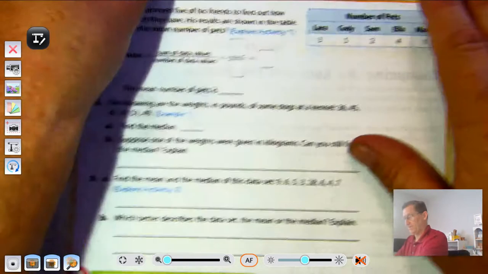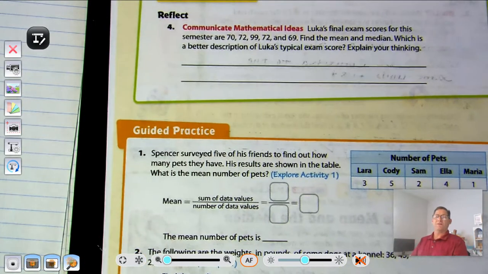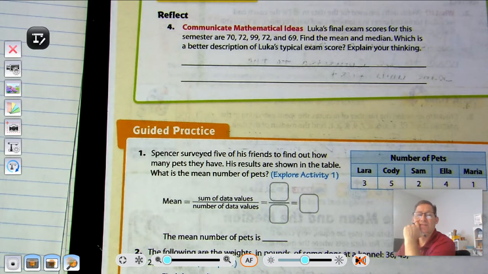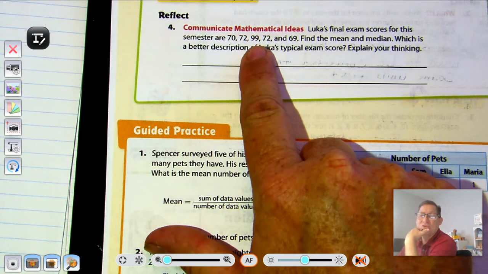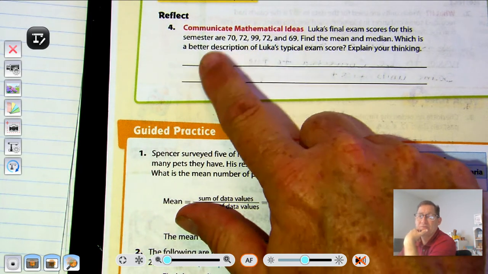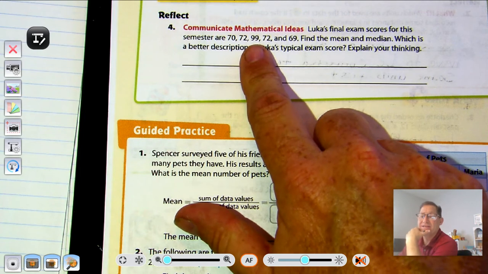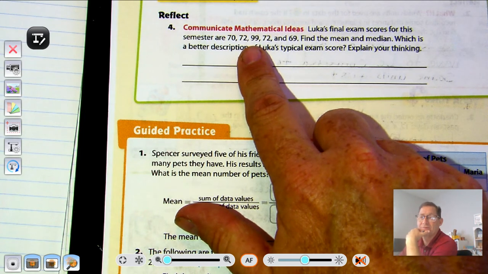All right, let's look at 454. Number 4. Luca's final exam scores for this semester are 70, 72, 99, 72, and 69. Find the mean and median, which is a better description of Luca's typical exam score. Explain your thinking. I'm looking at this 99 in his test scores, and that's kind of not representative of the other 4 tests. So I just by looking at that, I think the median is going to be better representation.